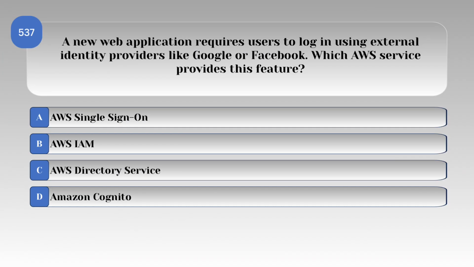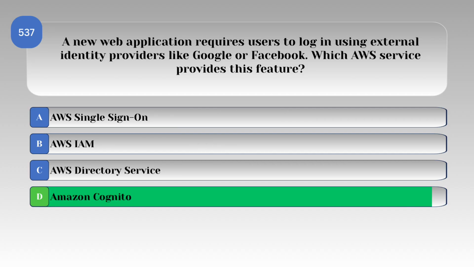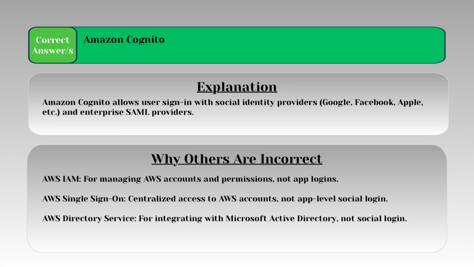A new web application requires users to log in using external identity providers like Google or Facebook. Which AWS service provides this feature? Correct answer, Amazon Cognito. Explanation. Amazon Cognito allows users to sign in with social identity providers, Google, Facebook, Apple, etc., and enterprise SAML providers.